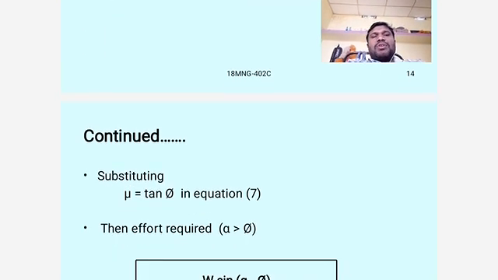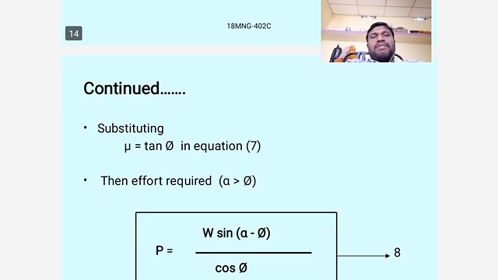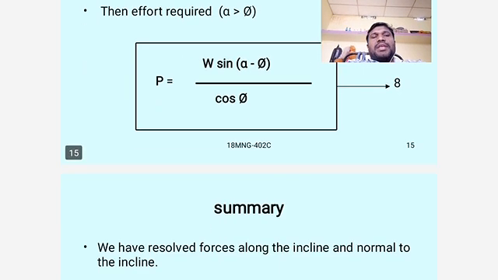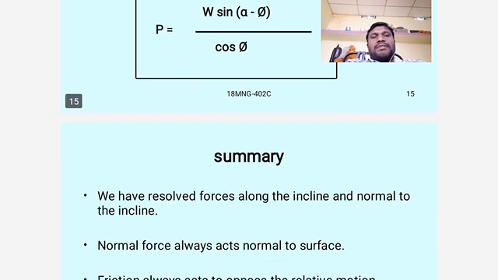Substituting mu is equal to tan phi in equation 7, then the effort required, where alpha is greater than phi, P is equal to W sine of alpha minus phi divided by cos phi, equation 7.